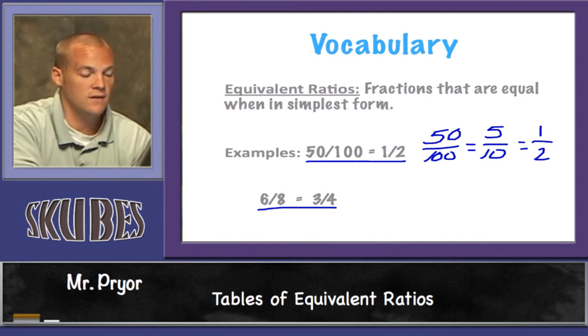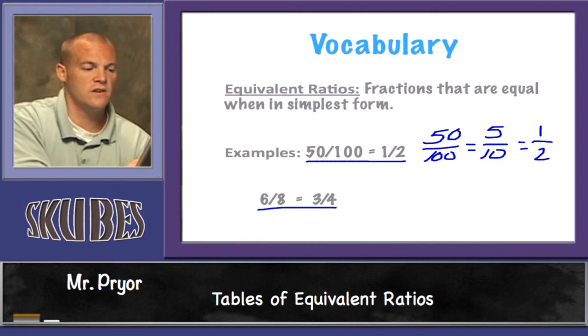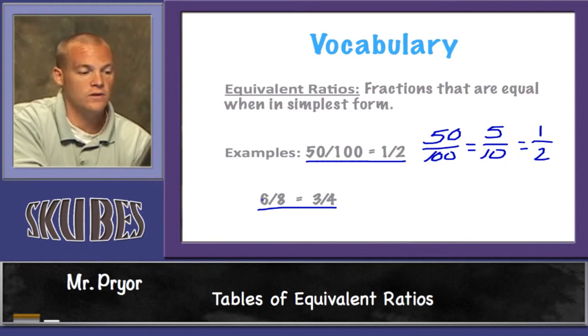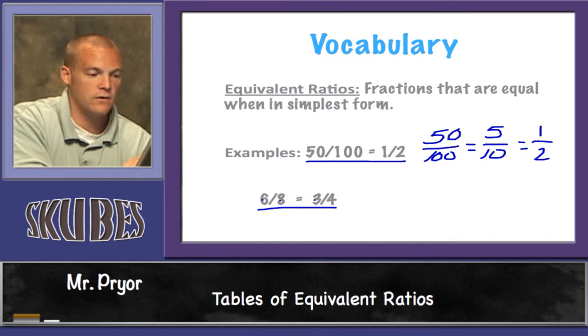You can do the same thing with 6 over 8. You can see that you can divide both 6 and 8 by 2, and 6 divided by 2 would give you 3, and 8 divided by 2 is what gives you 4.